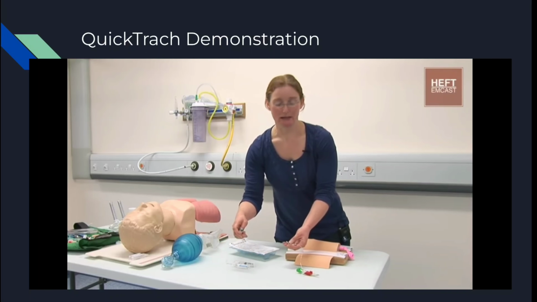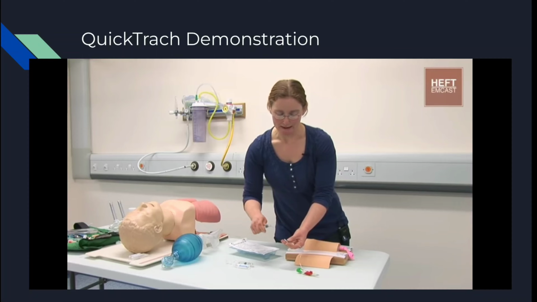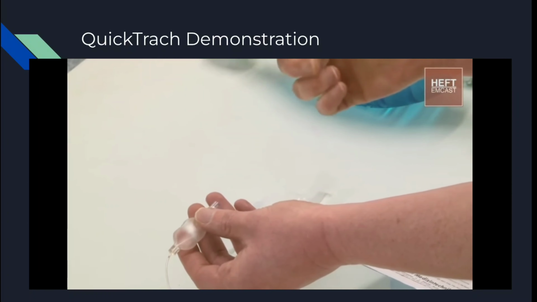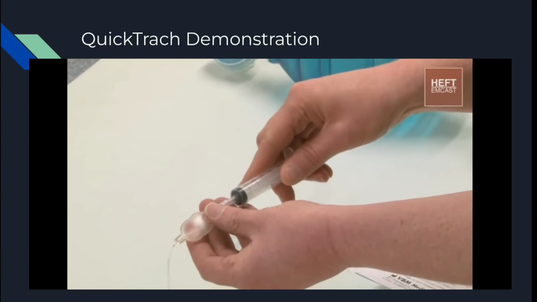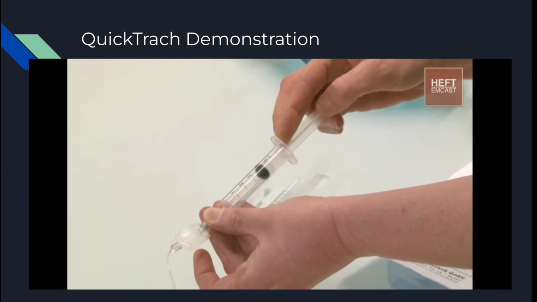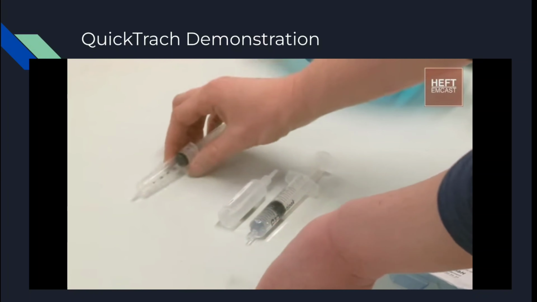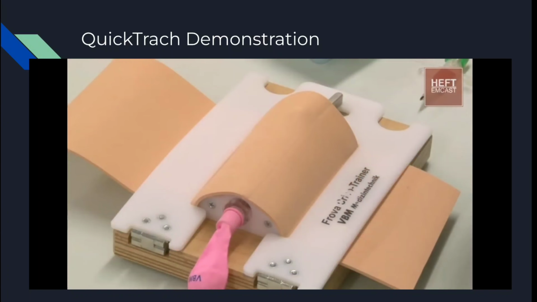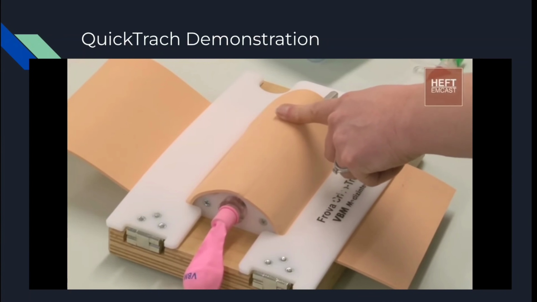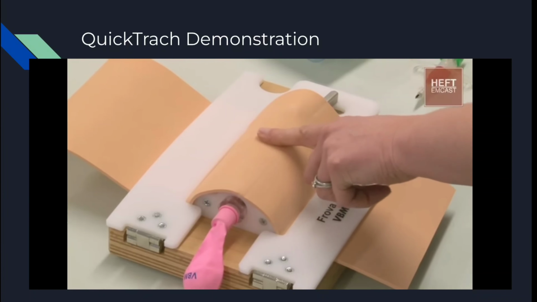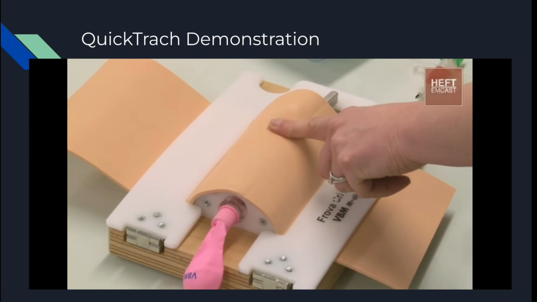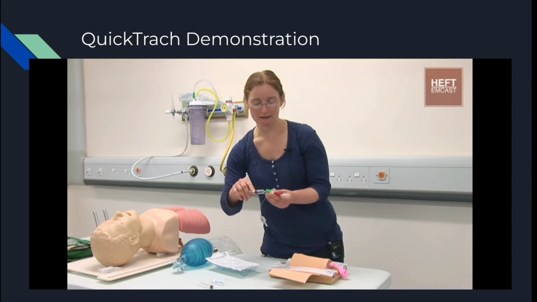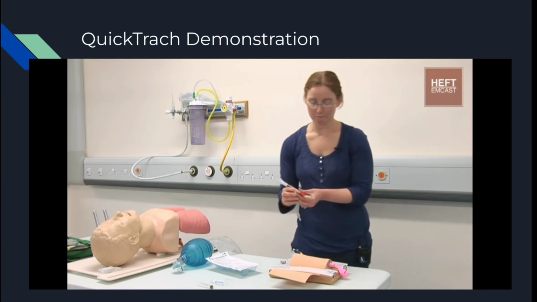There are 2 syringes in the packet, and you would start by inflating the cuff to check the cuff is inflating, and then you need to fully deflate the cuff. You need an ampule of saline. So the landmarks would be the thyroid cartilage above and the cricoid ring below, and between the two is the cricothyroid membrane. You need to get your syringe with saline, attach it to the Quick Track 2.